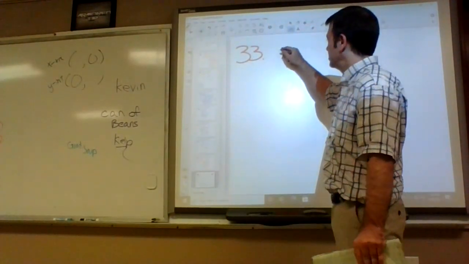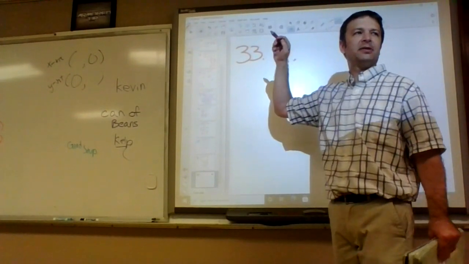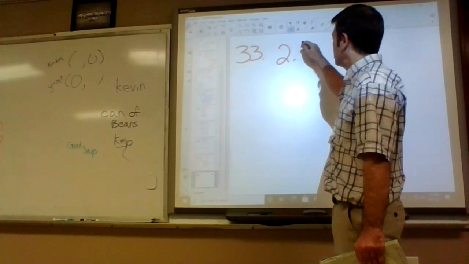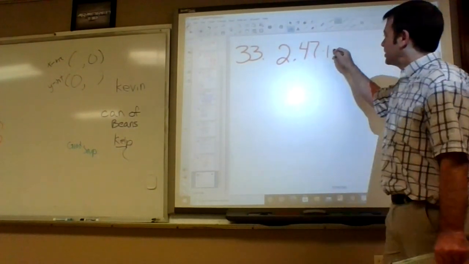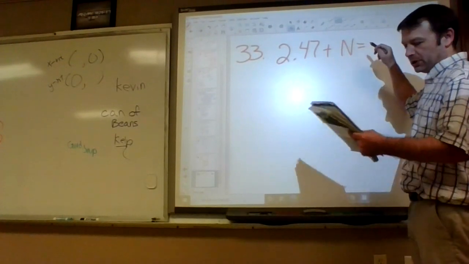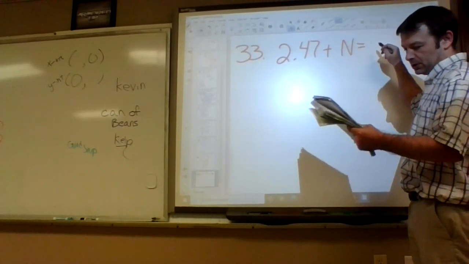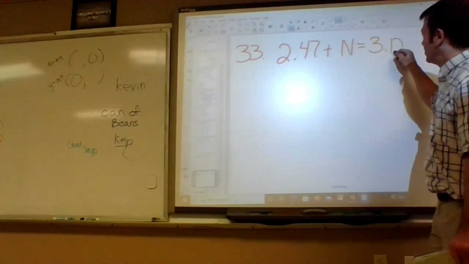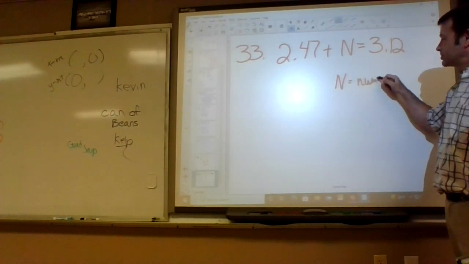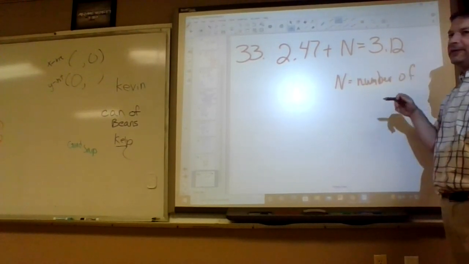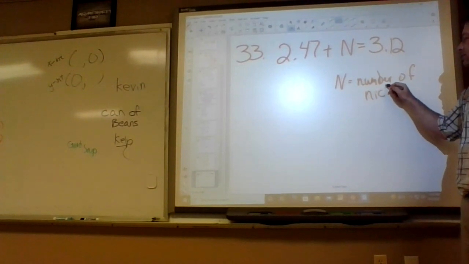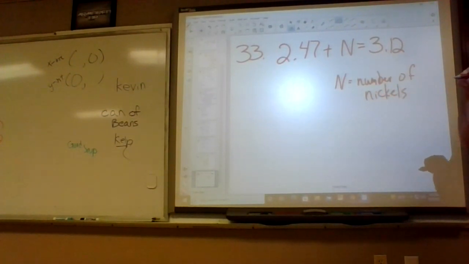Is it like $2.47 plus 5n? $2.47 plus the nickels should equal $3.12. Okay. What does n stand for? Nickels. The number of nickels. Does that mean if I have 5 nickels, I have $5? If I have 5 nickels, do I have 5 cents? So n stands for the number of nickels, not the value of the nickels.